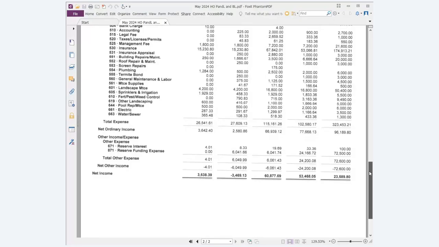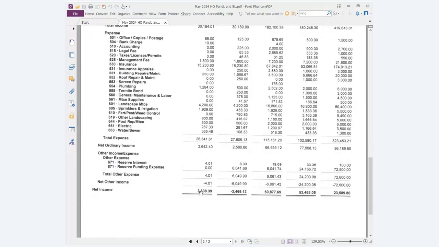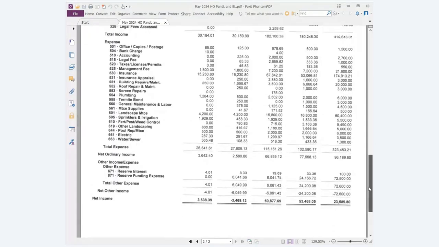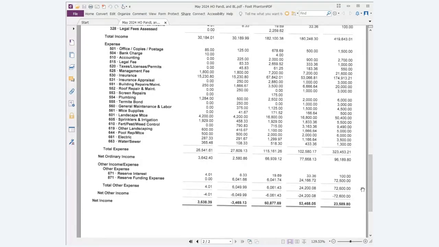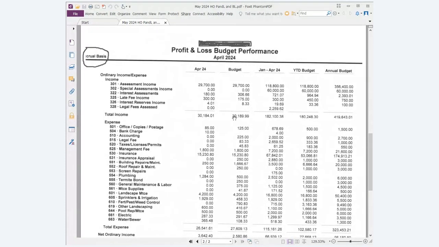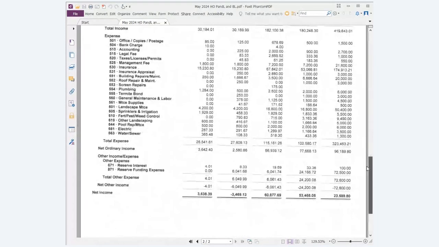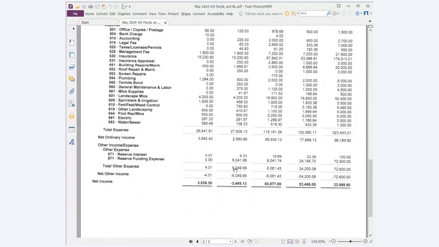So that is pretty straightforward. Here's the number for the month, and this is what they anticipate for the budget. Let's go up here. This is the budget for the period, for the month. It requires a transfer to reserves of $6,049.99, which was not done. You see it's only the $4.01, which is the interest, which really wasn't a transfer because it never came to the operating account to begin with. It went straight into the reserve account. That's what makes this a little bit confusing in this area.